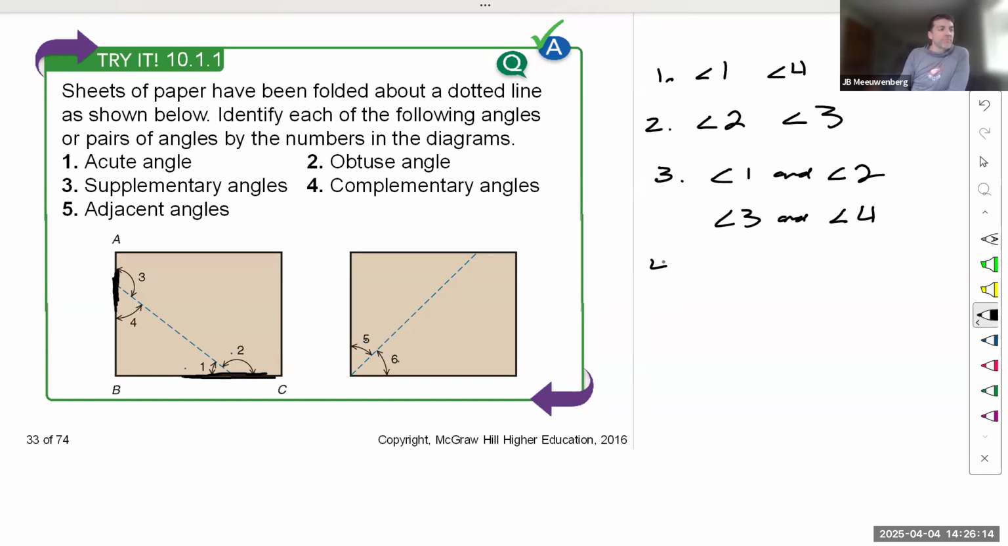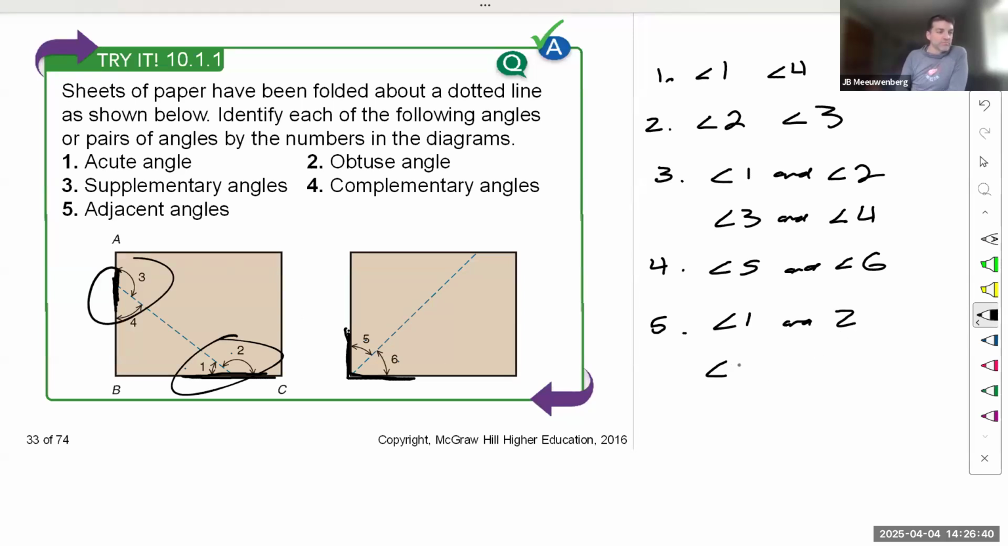Number 4, complementary angles. Angles 5 and 6, again, they exist at this right angle here. And so angles 5 and 6 are complementary. And then number 5 asks for adjacent angles. We have 3 pairs of those. Angles 1 and 2 are adjacent, angles 3 and 4, and angles 5 and 6 are adjacent.